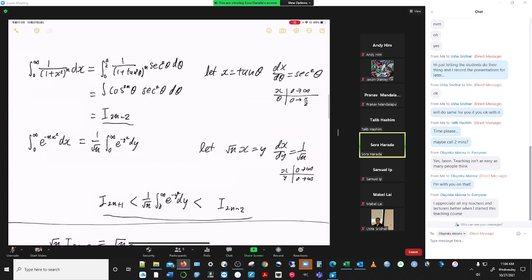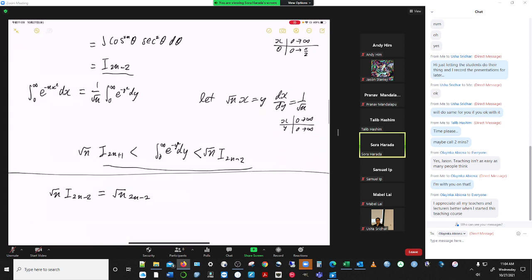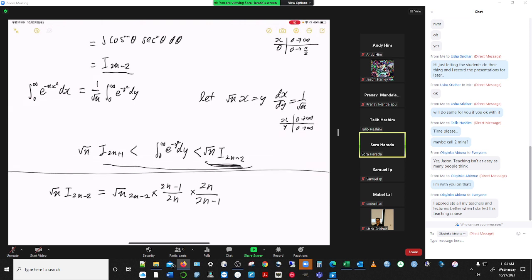Before that, I actually don't like how it looks. So I'm just gonna multiply everything by root n. So that's gonna disappear, root n, and then root n. It's gonna look like that. And then now I'm gonna play around with this part of the inequality for now. So I'm just going to times it by 2n minus 1, 2n, times it by 2n, and then 2n minus 1. That's completely valid because that's just times it by 1.